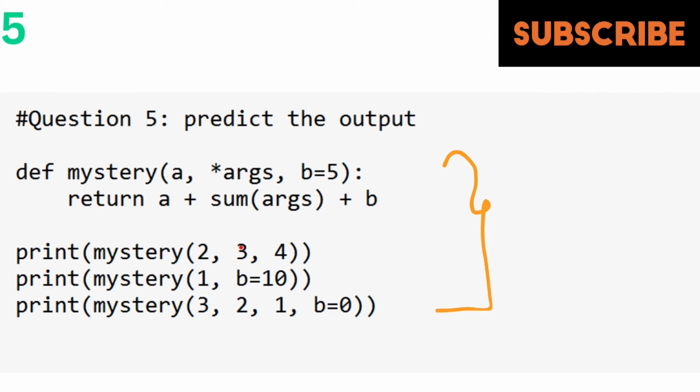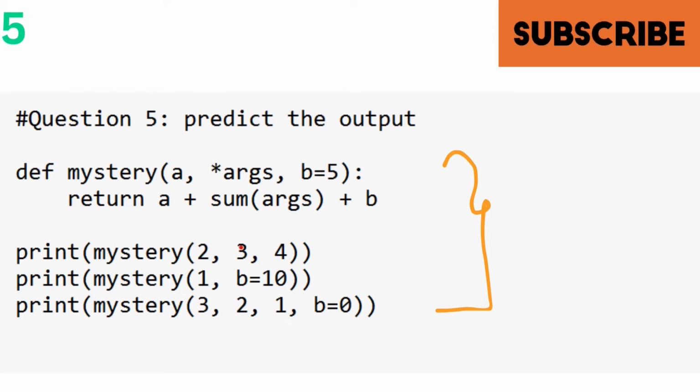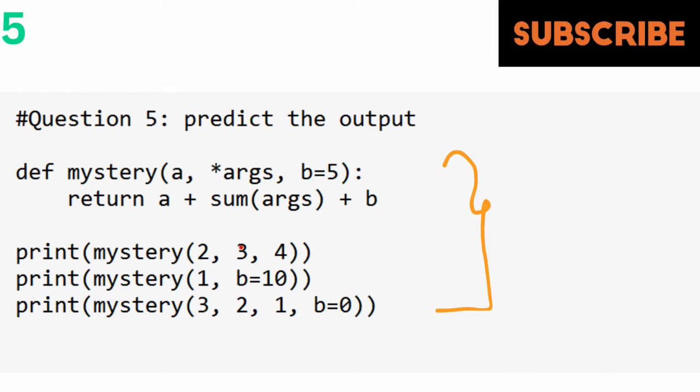So this is our question 5. We have to predict the output. I hope you really predicted it correctly. Okay, let's check it. So what is happening here? It is a function named mystery where it has parameters like a, as well as some arbitrary positional arguments named *args, and a default argument as well, b is equal to 5. And it is just going to return the value that is a plus the sum of those arguments plus b.